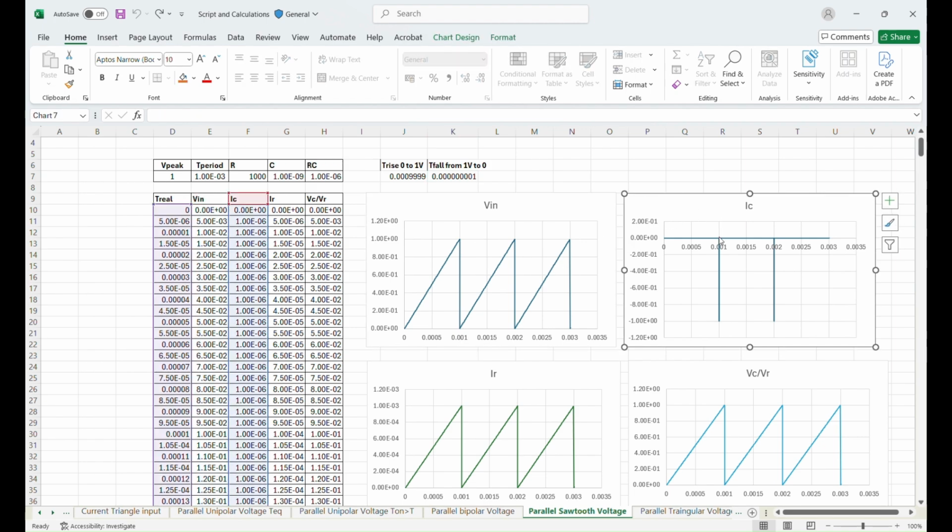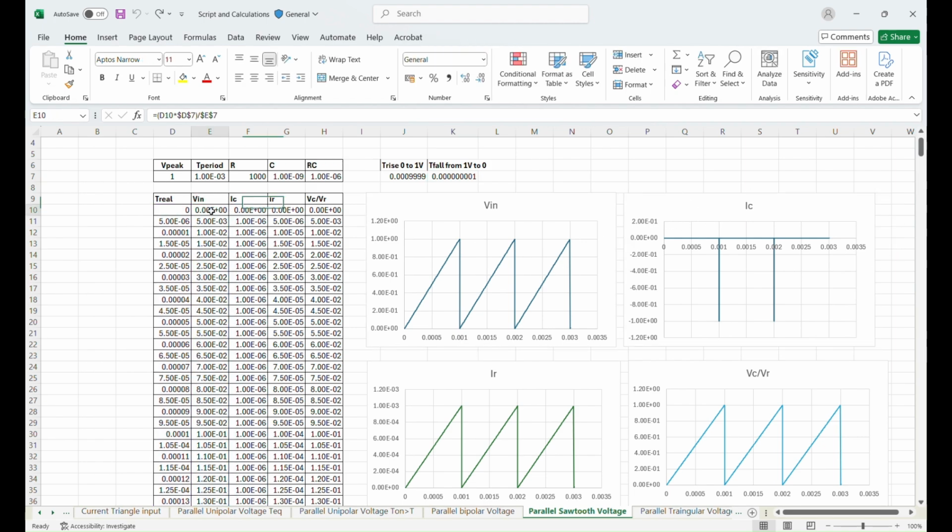On plotting current flowing through the capacitor, this is how it looks like. Vin can be calculated as V peak into T real by T period. And for 5 microseconds, it is equal to C into dV by dt.